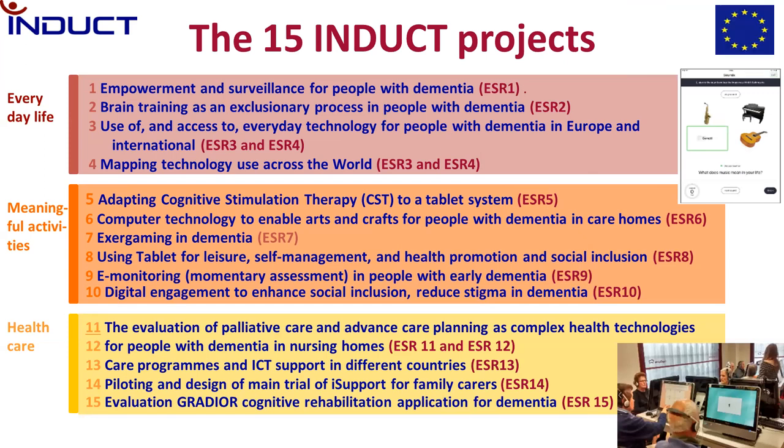Yeah, done that. So these are the 15 INDUCT projects. Empowerment and surveillance for people with dementia. So this, for example, is looking at monitoring systems for people with dementia and the stigma and the human rights issues. And they found that the same systems were marketed for prisoners and for animals as well. So they're saying, well, can you just use these for all sorts of groups? But actually, there's a lot of human rights issues in relation to surveillance that shouldn't be forgotten.